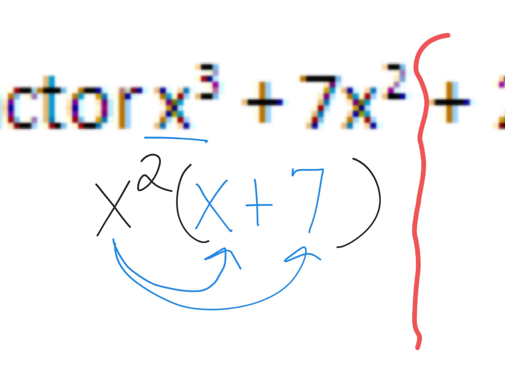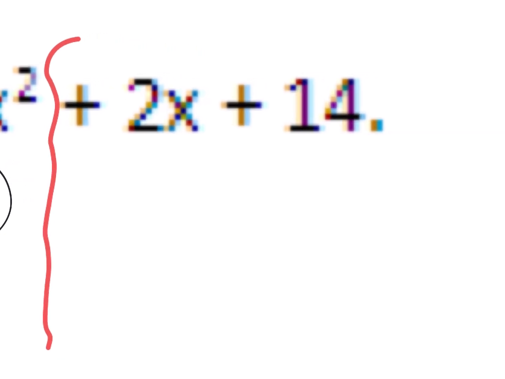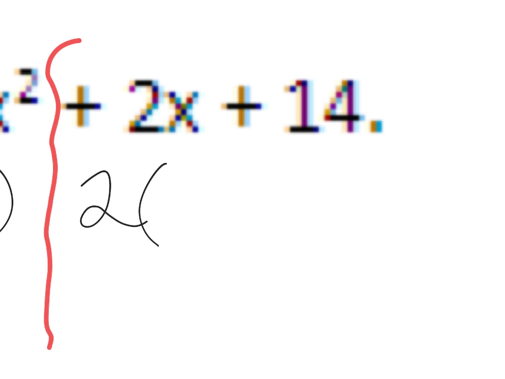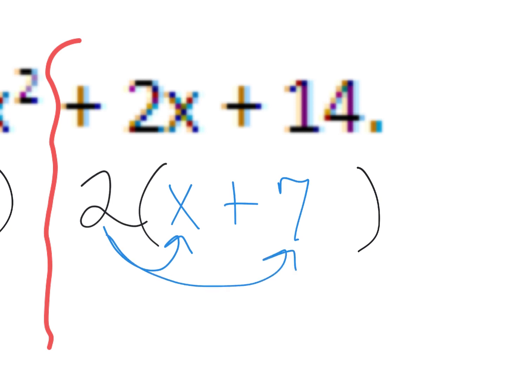So that part's done. On to the other half of the grouping. I need a GCF. Oh, it is 2. Good job. 2 goes into both of those things. And then we ask ourselves, 2 times what gets us 2x? x. And 2 times what gets 14? It is 7. Nice, guys. That's supposed to be mine. It's a race. There is a winner and a loser. So we have 2 times the quantity of x plus 7, making 2x plus 14.